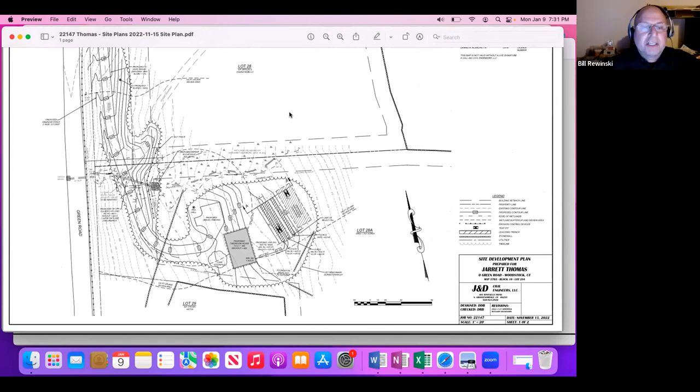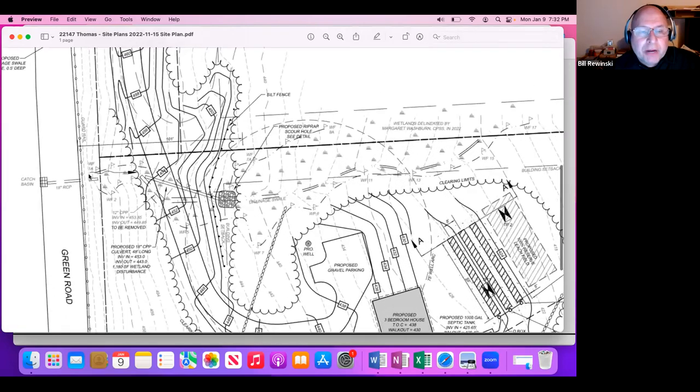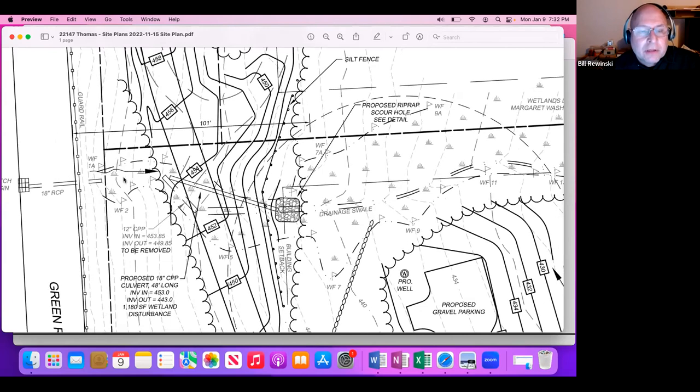Dan, this is Bill Rowinski. I have a question for you. You have the 18-inch pipe going under the road. Without knowing the actual conditions on, I guess it would be the east side of that road, how much more contributing drainage would there be going to that 48-foot pipe run you're talking about?